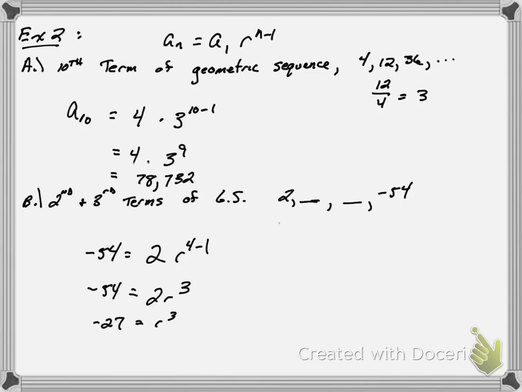How do I solve this now? Again, you take the cube root of it. r equals negative 3. So that's what my r is going to be. So now, what do I do to find the second and third terms? You could plug it in there, but all I really need to do is take negative 3 and multiply it here. So 2 times negative 3 is negative 6. Negative 6 times negative 3 is positive 18. It makes it easier rather than trying to plug it back into the equation.